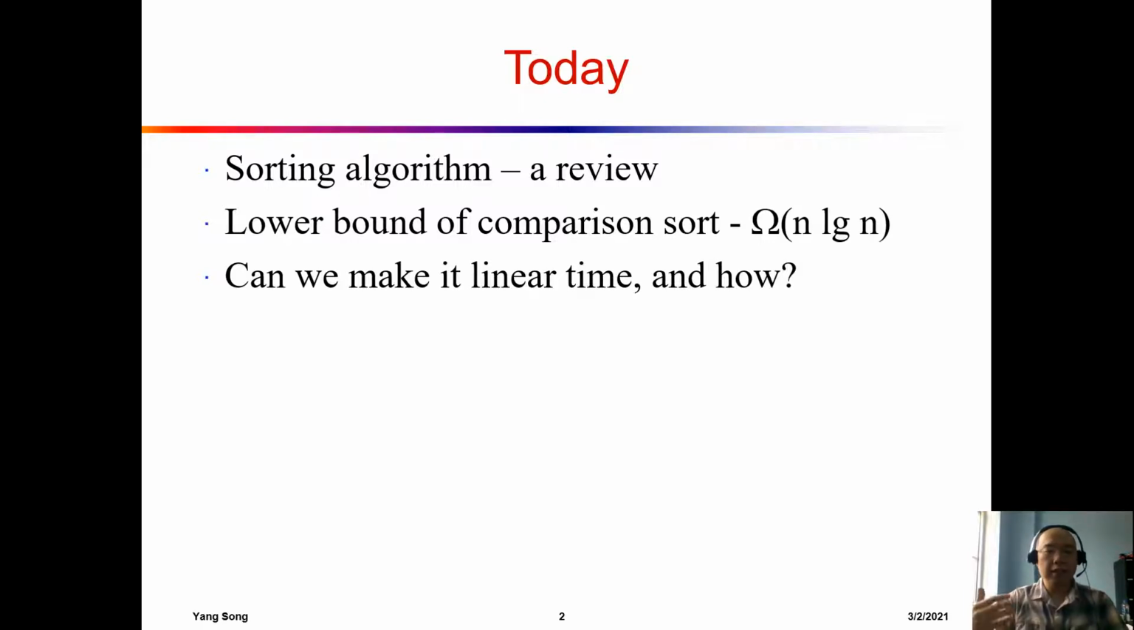So today, this is what we are going to cover. We are going to do a very quick review of the sorting algorithms we have covered in the lectures, and then I want to show you the lower bound of comparison sorting, and that is the omega n log n. So that is the lower bound. This is how low or how fast we can get using comparison sorting, and then eventually we want to discuss how we can make it a linear time sorting algorithm and why it's possible.